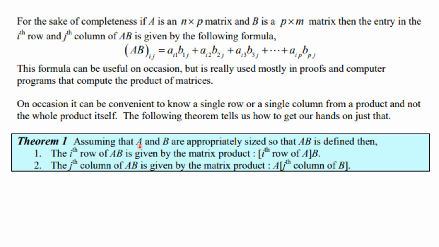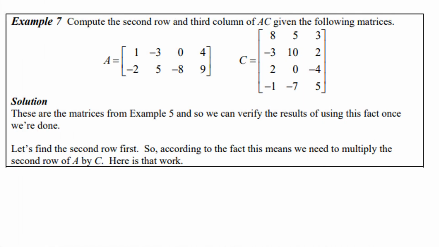So this theorem says, assume that A and B are appropriately sized so that AB is defined. Then the ith row of AB is given by the matrix product: you take the ith row of A times the matrix B. And the jth column of AB is given by A times the jth column of B. That proof follows just from calculation and listing things.